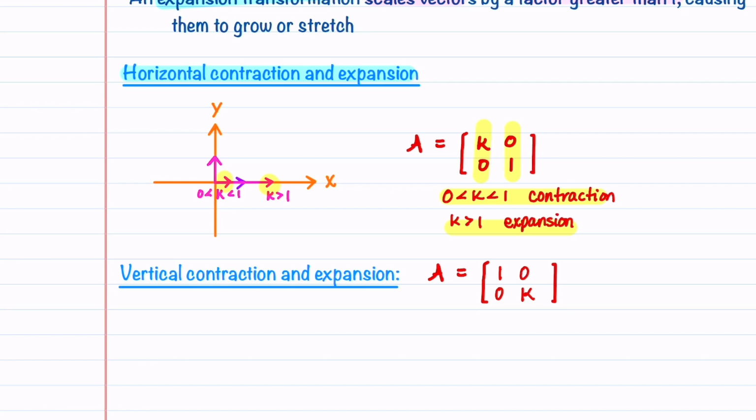When we contract and expand vertically, just the opposite happens. Our T of E1 doesn't change because nothing's changing horizontally, and then our T of E2 changes in the exact same way it does when we did a horizontal contraction or expansion.